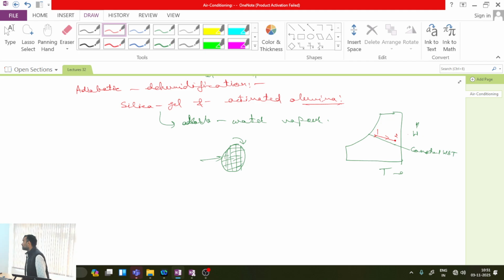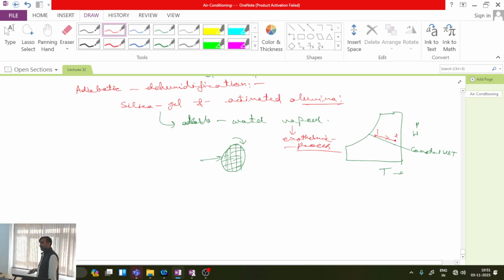That shift is due to the fact that this adsorption of water vapor is actually an exothermic process. Being exothermic, it releases a certain amount of heat, and that heat leads to heating of the air. So slight heating of the air takes place in this adiabatic dehumidification process. Is this one clear?